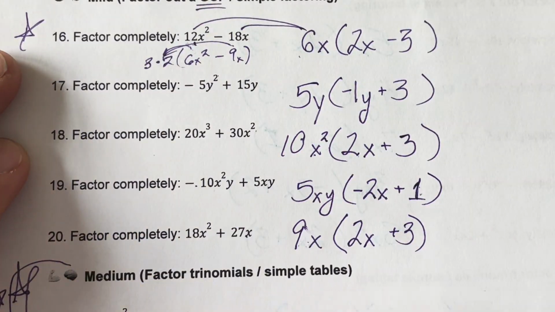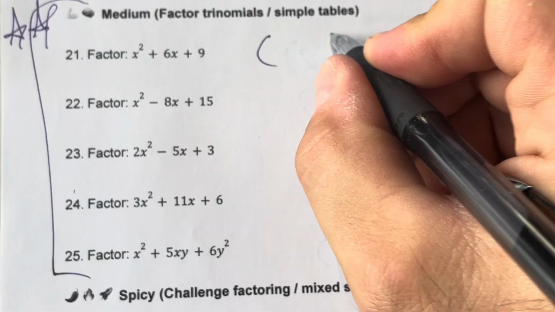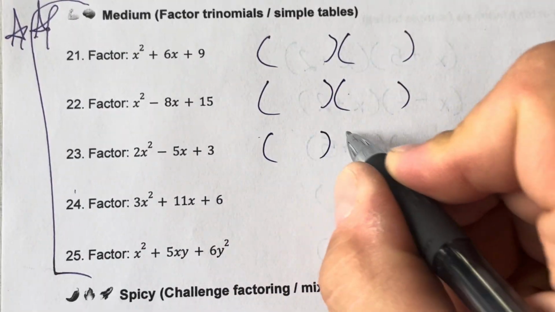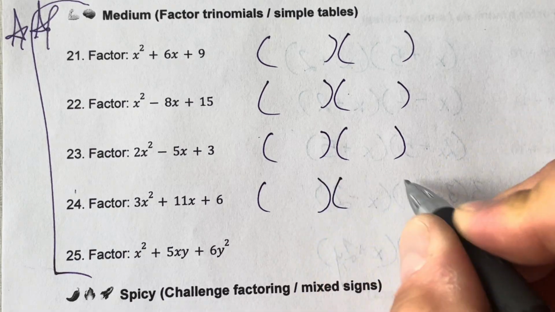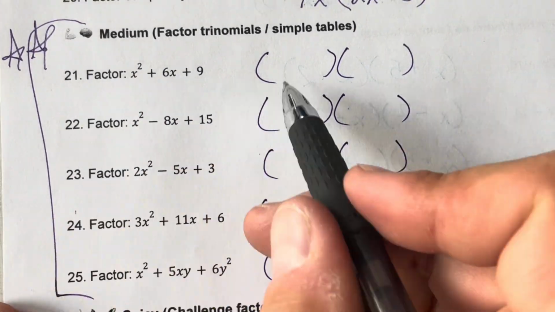Remember, that's not our learning target. Our learning target is these types of problems down here. All of these are going to be problems where we have a binomial times another binomial. I'm just going to set this up all the way down. They are going to be able to be factored out.